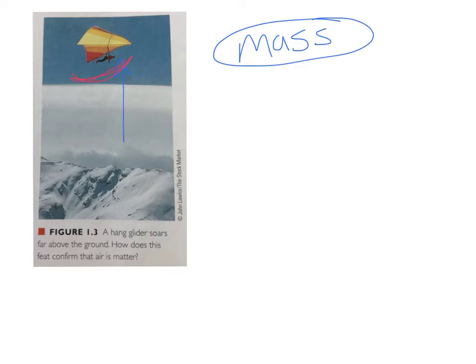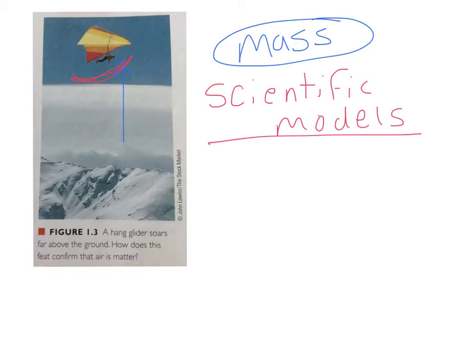So when people explain things like this, we are using what are called scientific models. And those scientific models actually explain what we observe in nature.